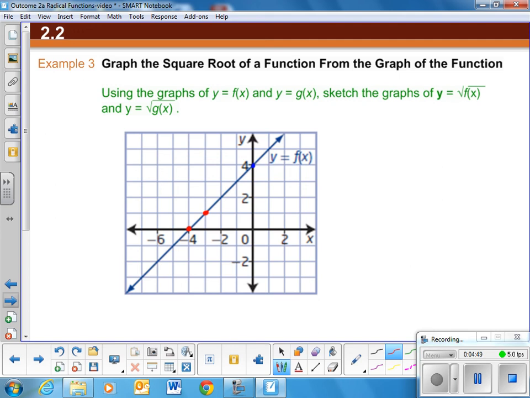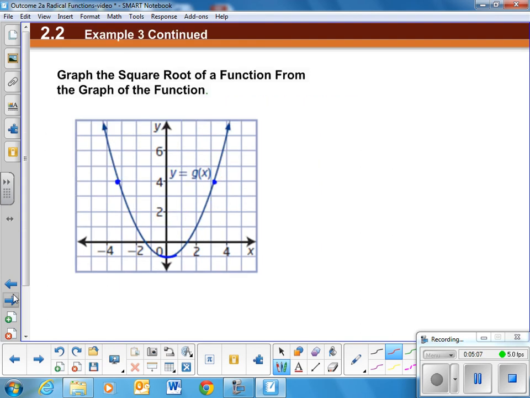If I take the square root of anything between 0 and 1, I get a slightly larger value. The square root of 4 is 2, so that point will drop to here, and my graph will continue like this. What happens if that original function is a quadratic value?